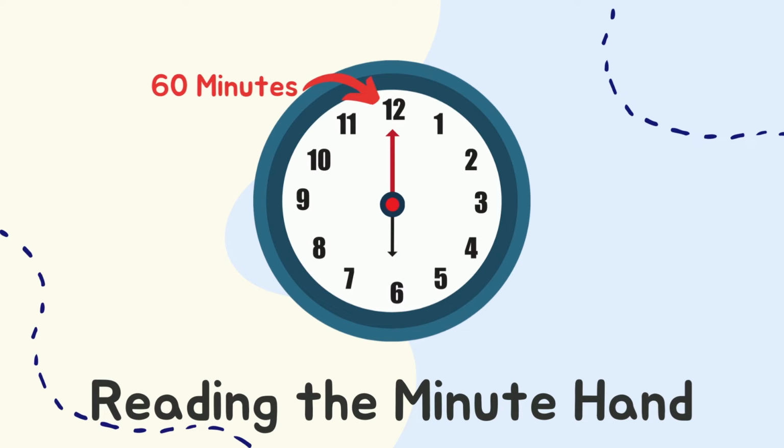When the minute hand is at the number 12 on the clock, it means that 60 minutes have passed and the hour is complete, and the new one is about to start.